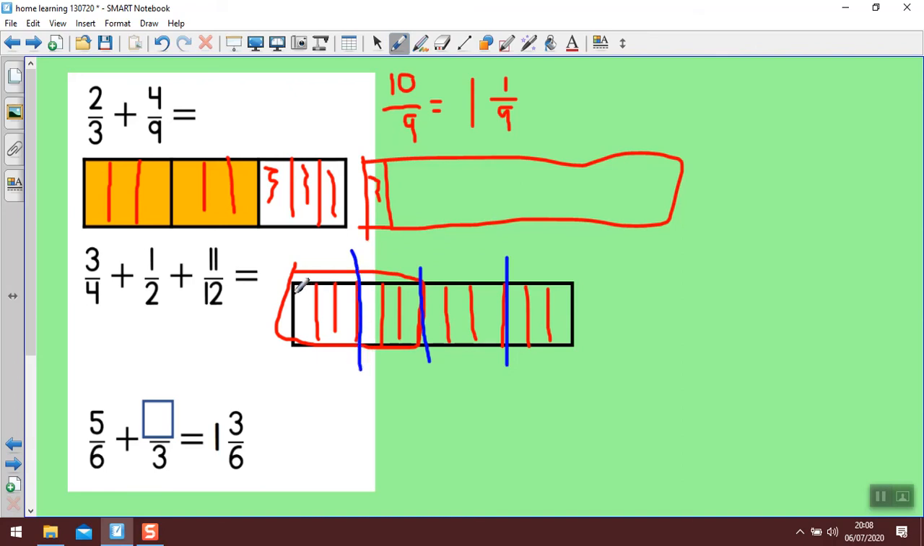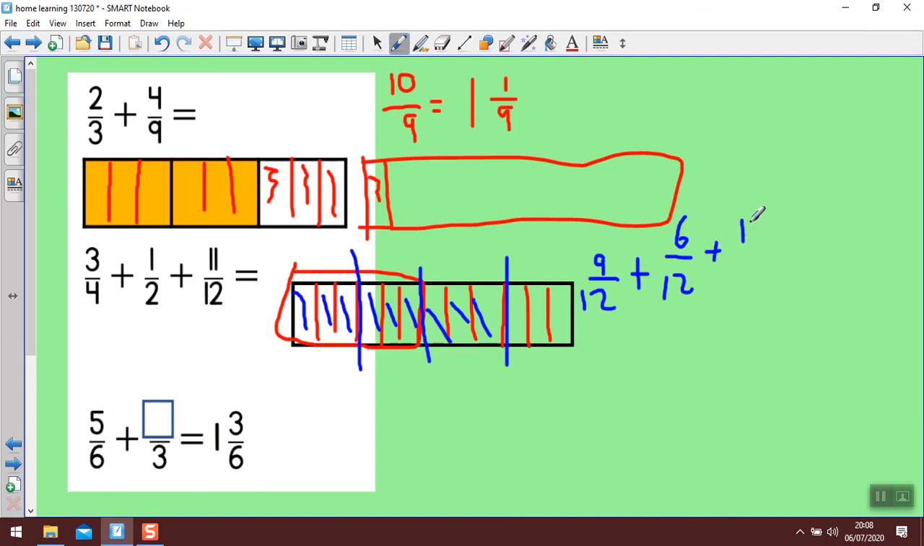So I've got 3/4 coloured in, which is 9/12. I've got 1/2 coloured in, which is 6/12. So 9/12 plus 6/12. And look, I've run out of room, so I need to draw another bar.